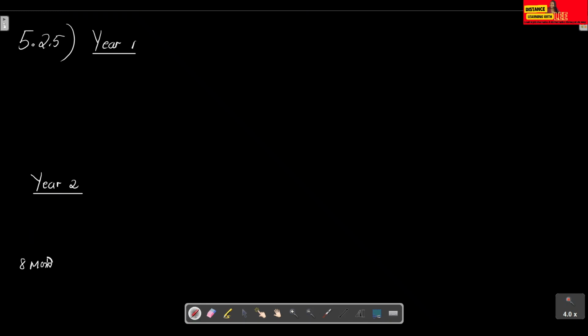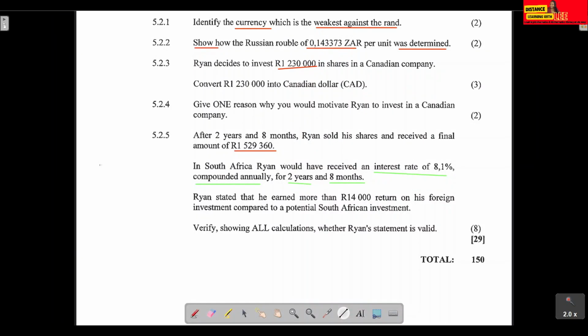Then we're going to add everything together and compare the interest that he earned from saving his money in a South African account to the amount that he made when he invested his money in a foreign country. So let's do that.